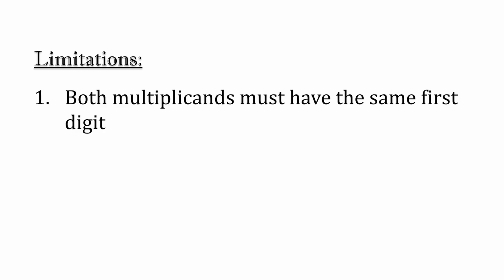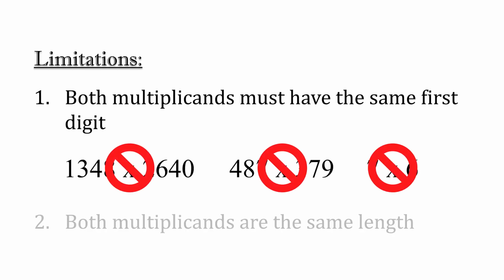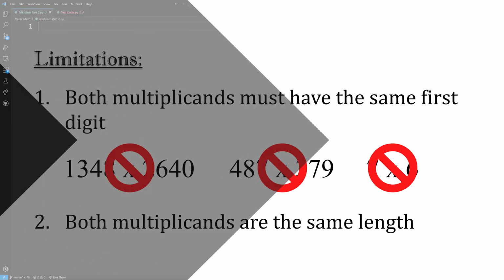Alright, so let's discuss limitations, which we had to come up with ourselves, since they're not very clear in the book. Number 1 is both multiplicands must have the same first digit. So these won't work. None of them work. Number 2, both multiplicands are the same length. They both have to be the same length in order for this to work, and later we will get to non-same lengths, hopefully. So we'll see about that.